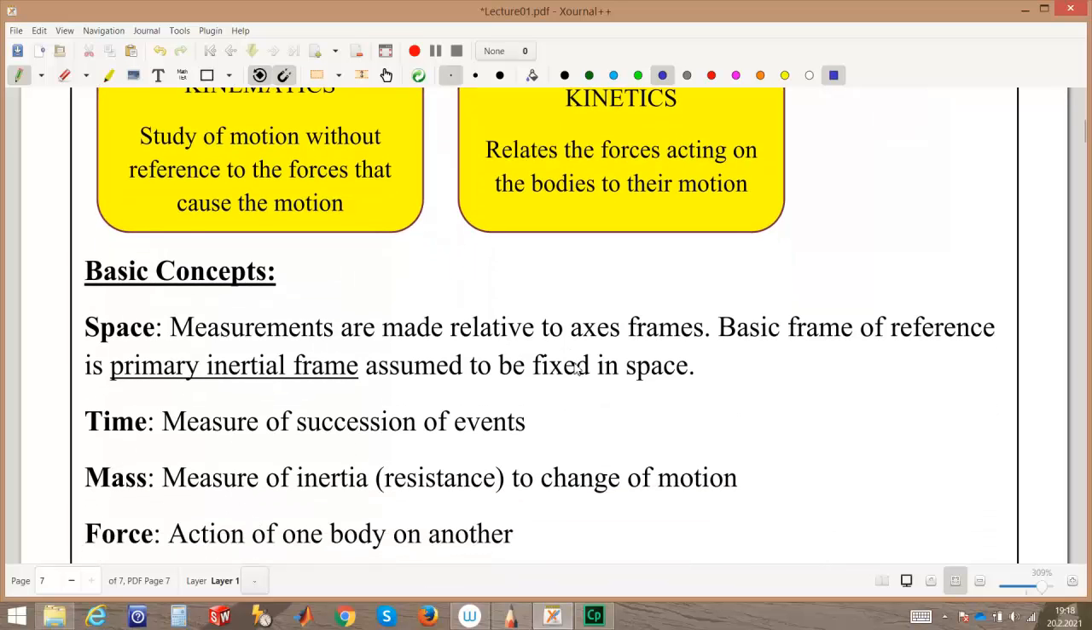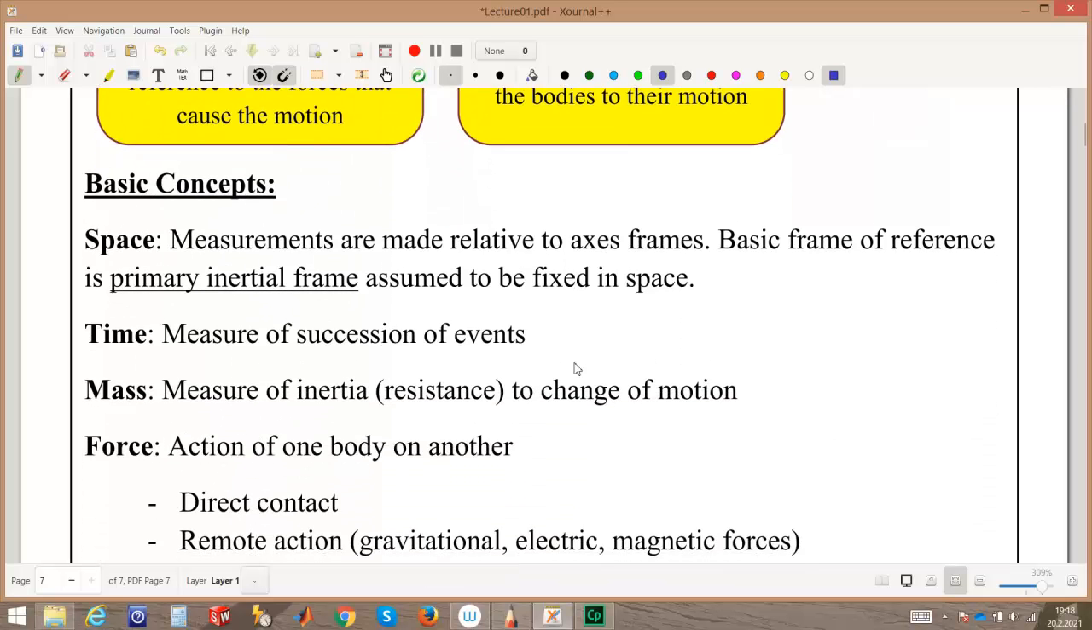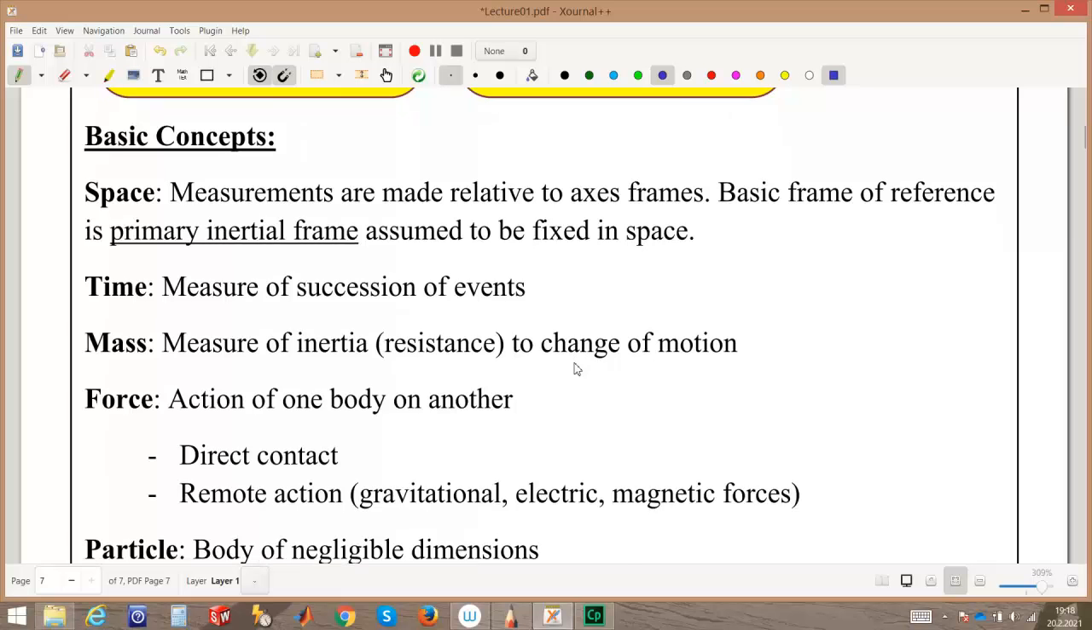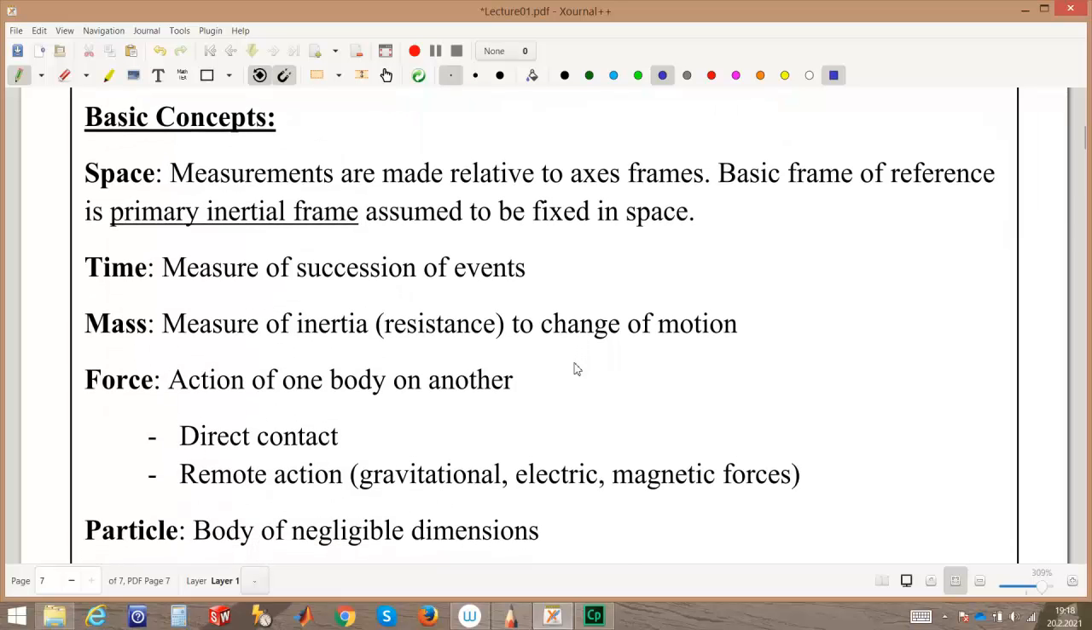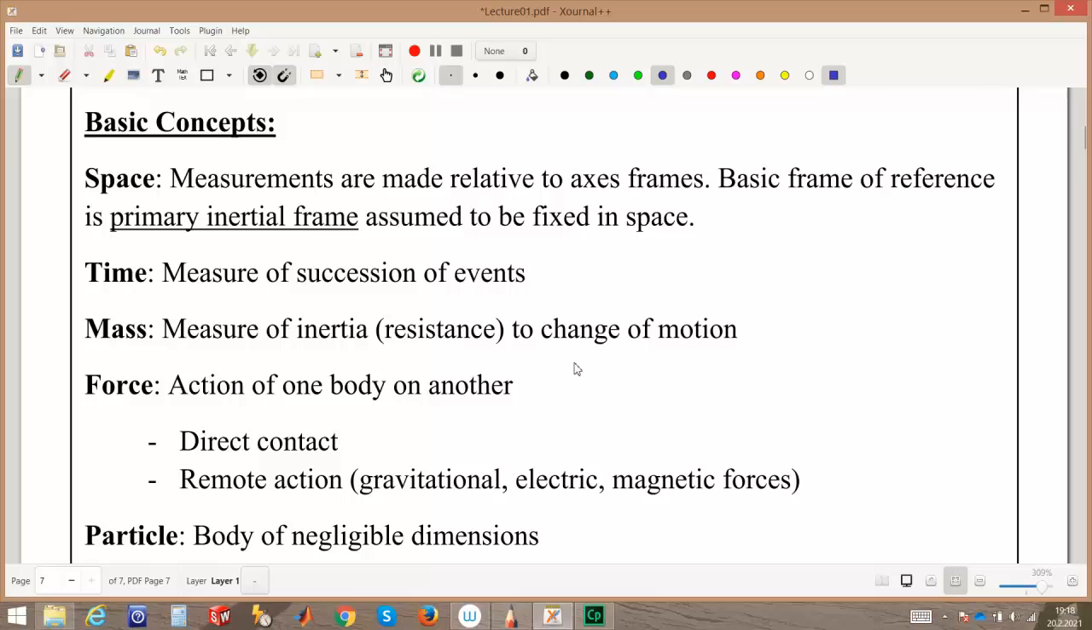And before moving any further, let's take a look at the basic concepts and the definitions that we're going to talk about in this course. We should have a common understanding of these basic concepts. Space is where the measurements are made relative to axis frames. We can use different types of space for understanding motion of particles. We can use three-dimensional space, we can use a two-dimensional space, even we can use a rectilinear case.